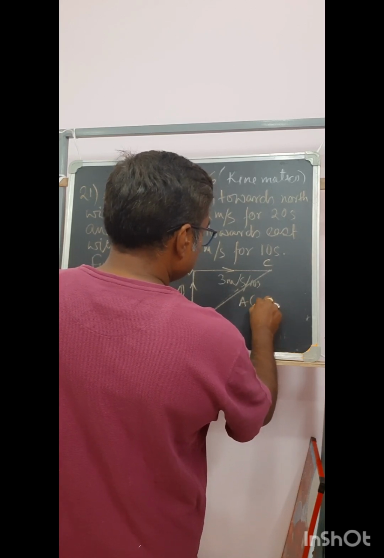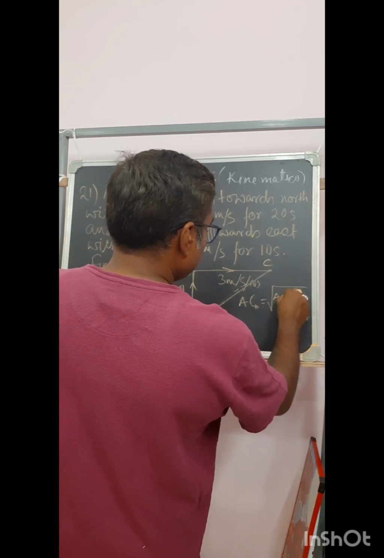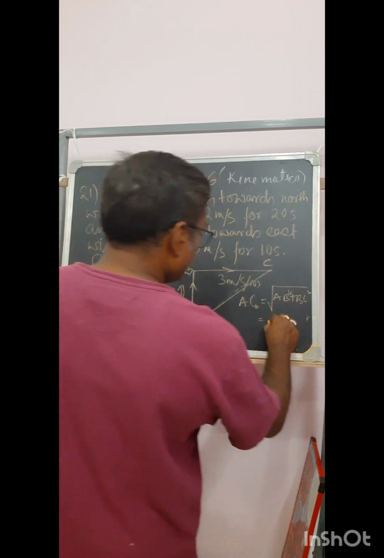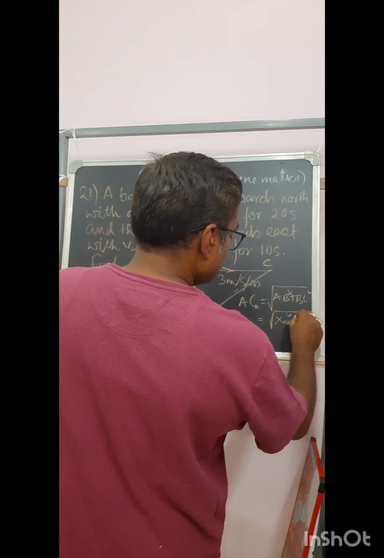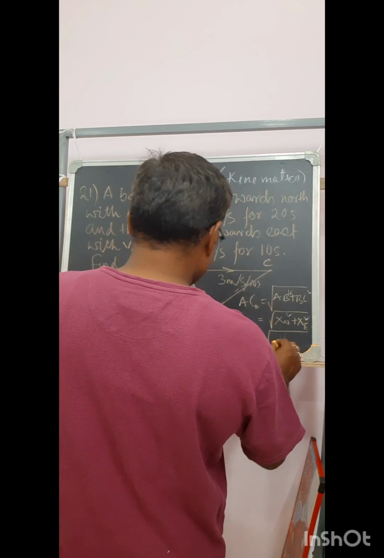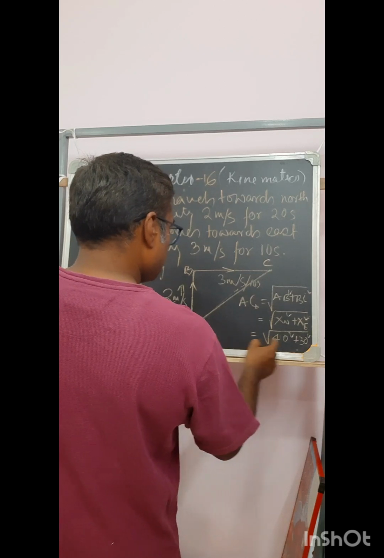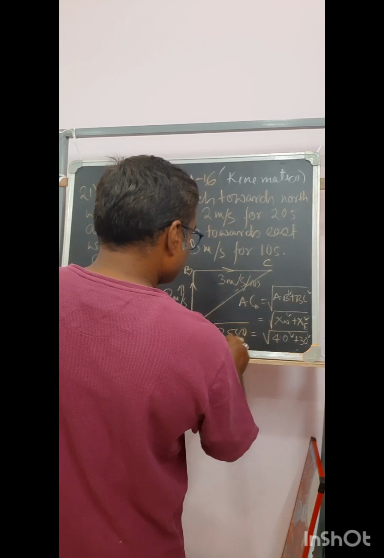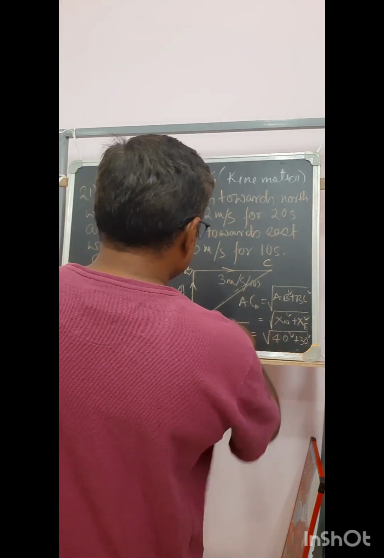The shortest distance AC, which is the displacement, is equal to the square root of AB square plus BC square. So AB is x north square plus x east square. That is the square root of 40 square plus 30 square. 40 square plus 30 square is equal to 2500. If you take the square root, I will get 50 as the result, so 50 meter.